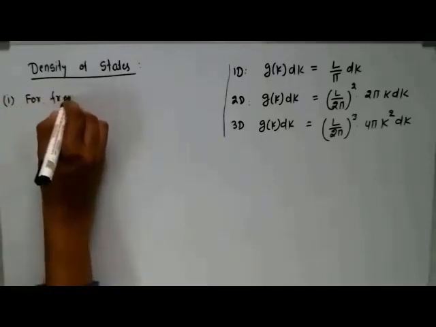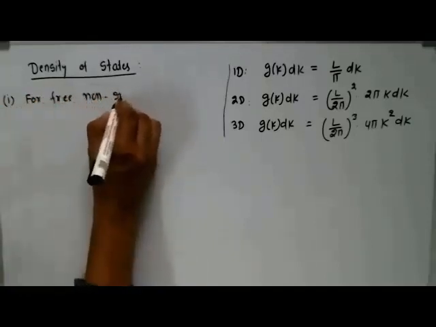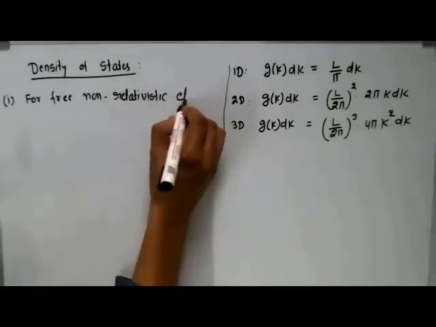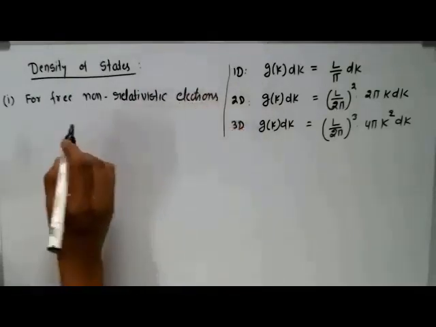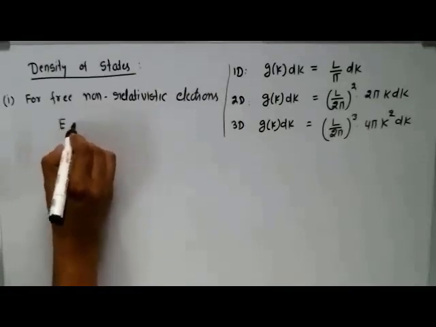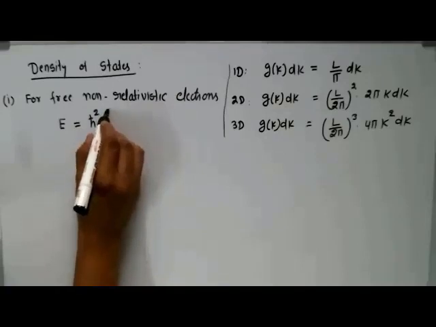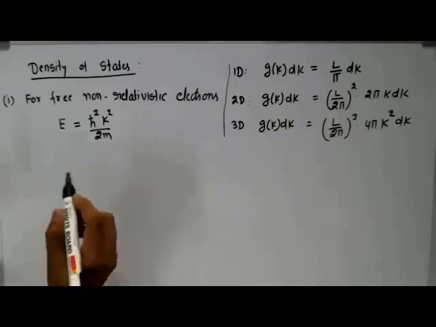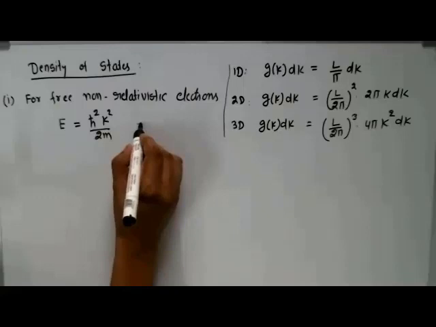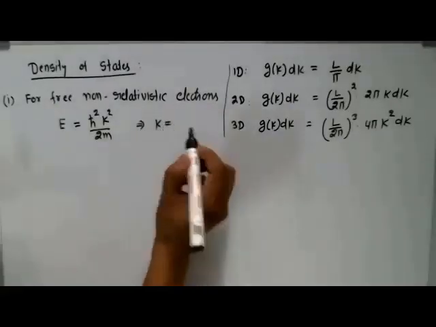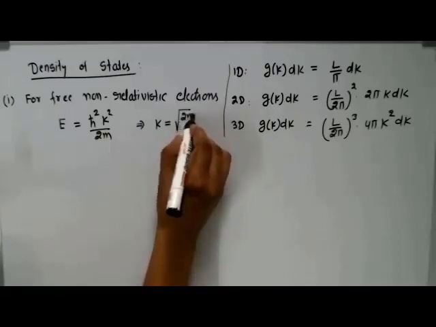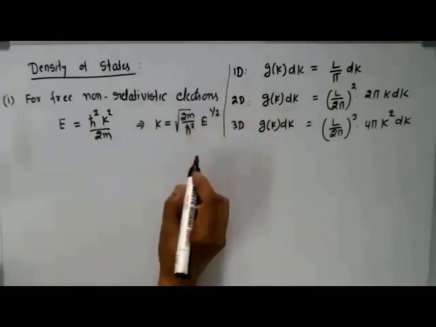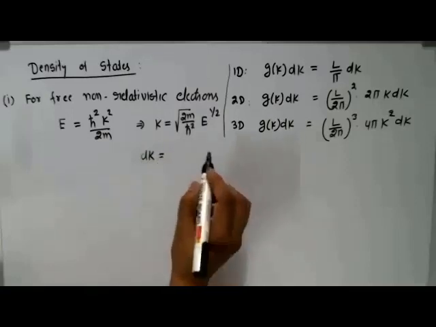So for free, relativistic, non-relativistic electrons, the first thing you need to remember is the dispersion relation, all right? So the dispersion relation is E equal to h cut k square by 2m, right? And from this expression, then you can see that you can also calculate the k value. So k will become (2m E / h cut square) power half. And you also need this dk in almost all the calculations.